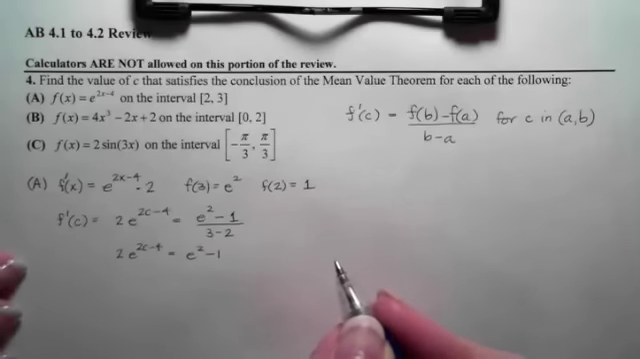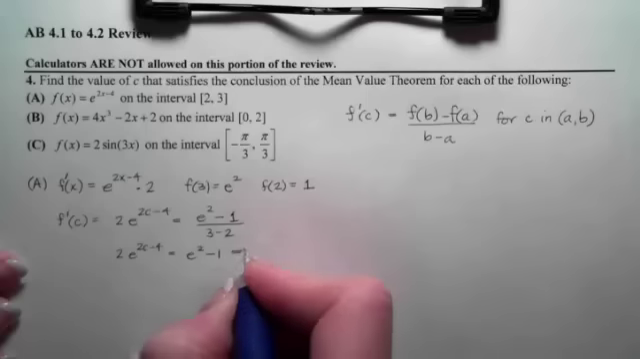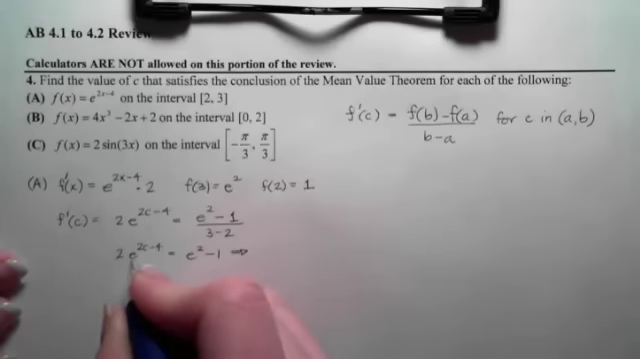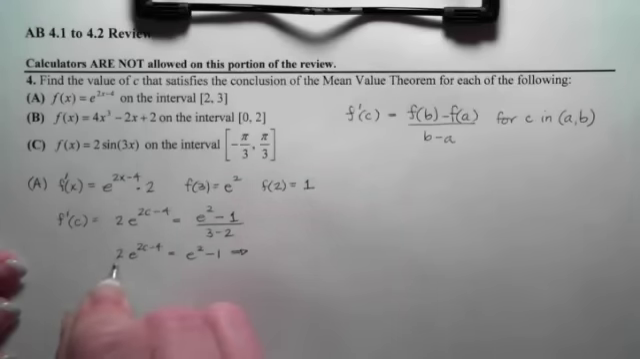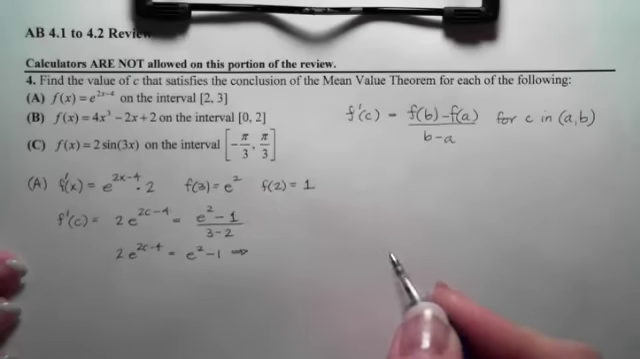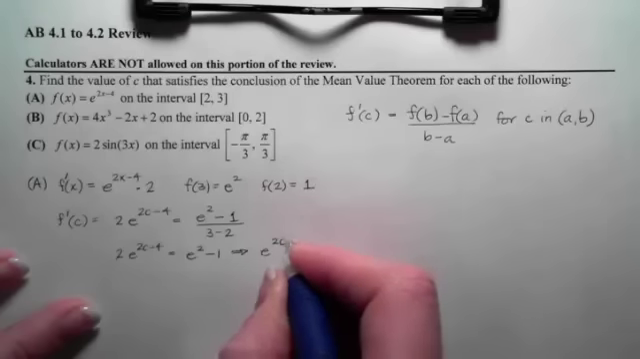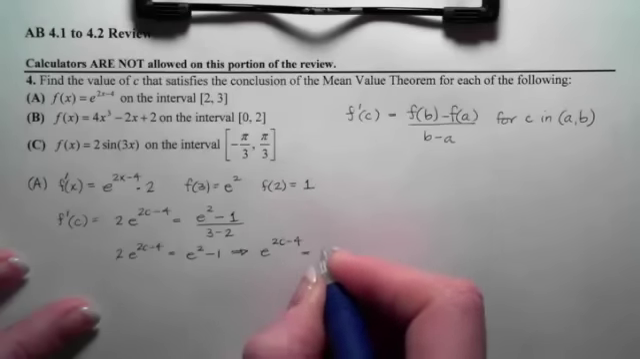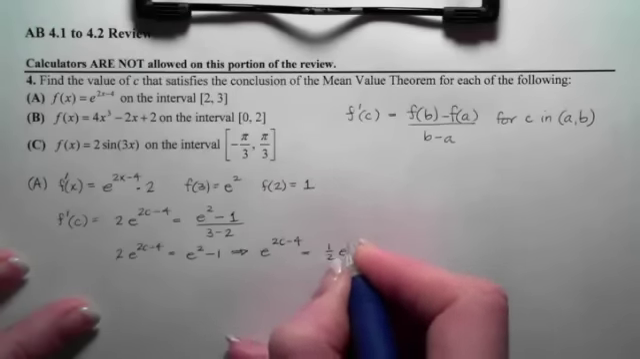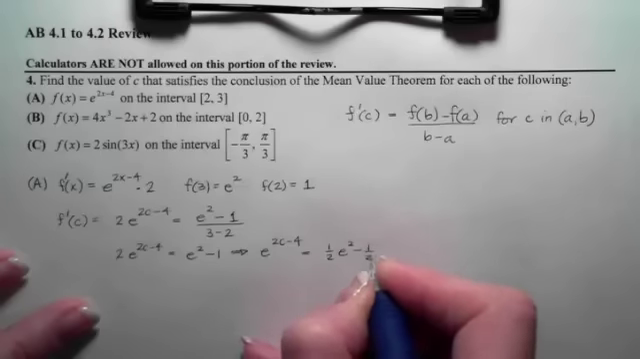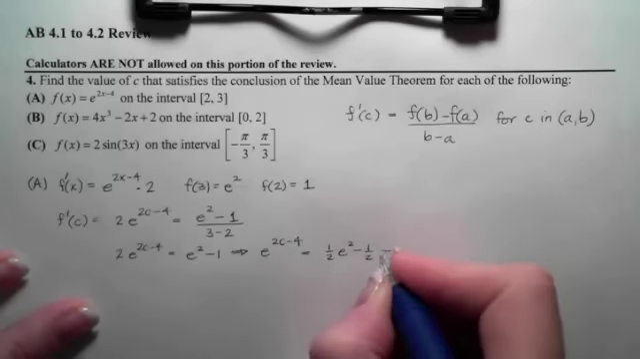In order to get c isolated, we're going to need to move the 2 and the e and the 4 and the 2. So we can systematically strip everything off. We'll have e to the 2c minus 4 equals a 1/2 e squared minus a 1/2. Then we can log both sides.